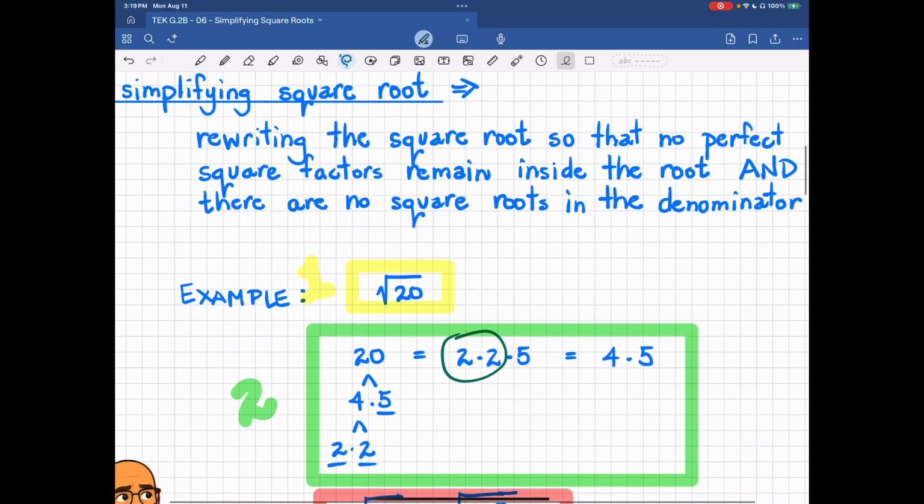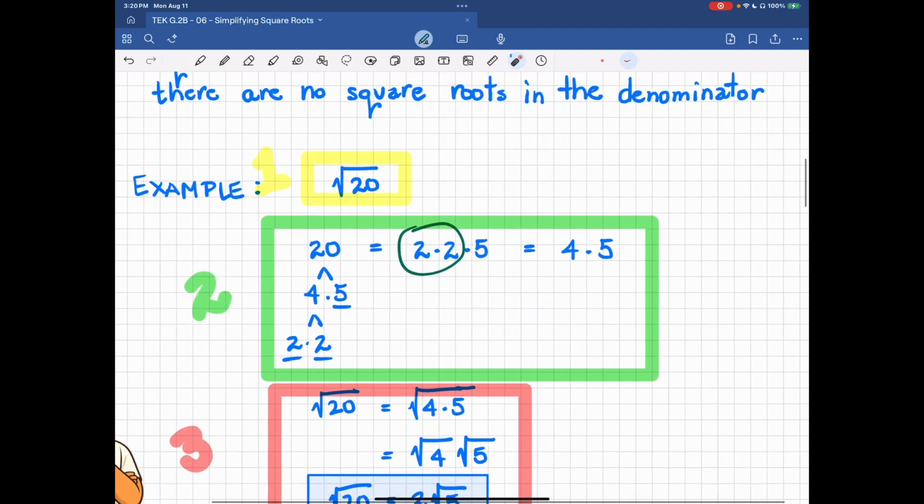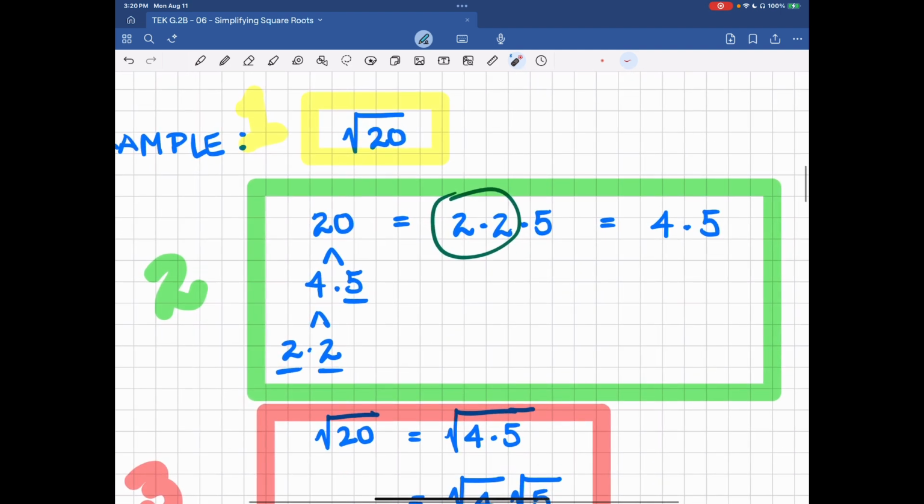So we see in front of us the square root of 20. And I want to simplify that, or at least see if I can simplify that. So notice that I drew a yellow box around step 1, okay? That's the initial problem that we're given. Step 2, however, is we're going to take this 20, and break that 20 down into its prime factors.